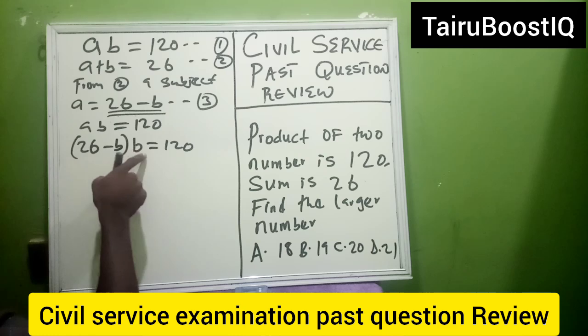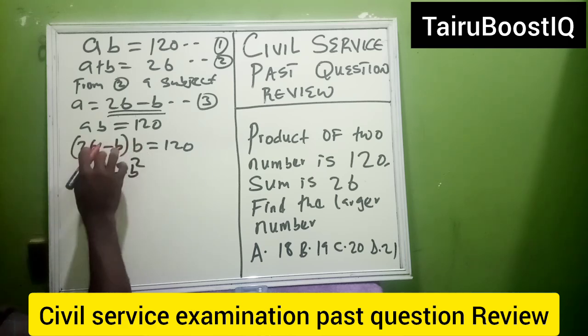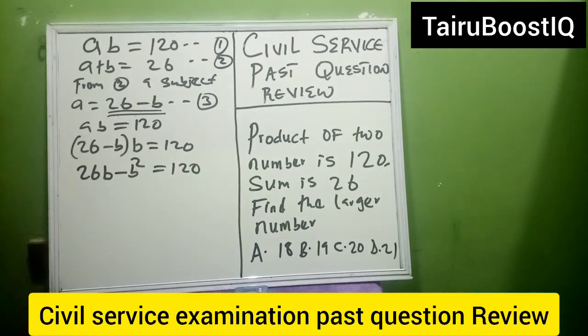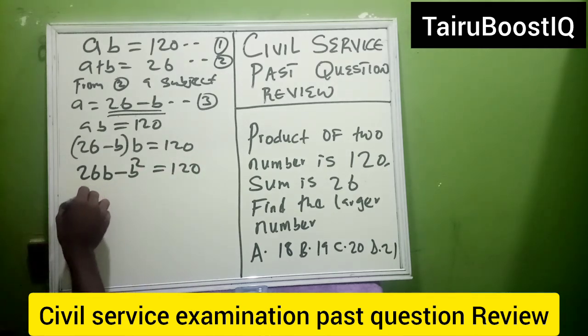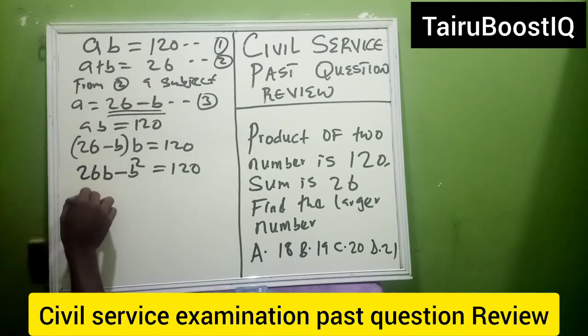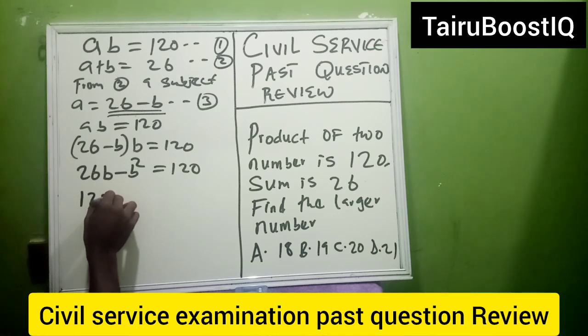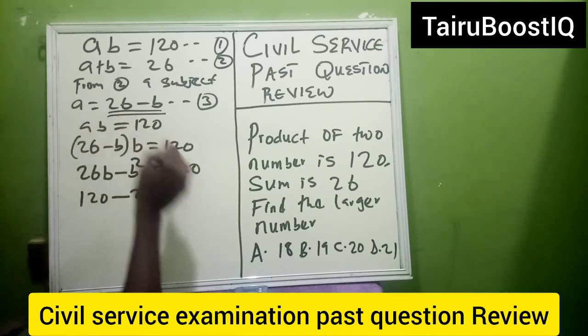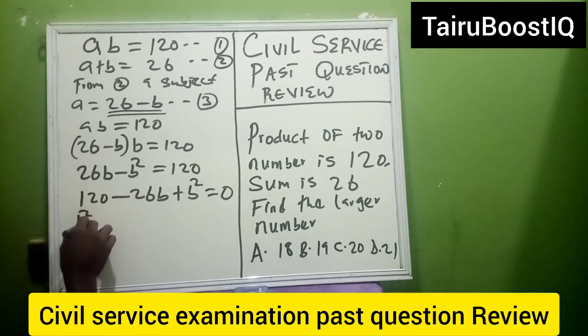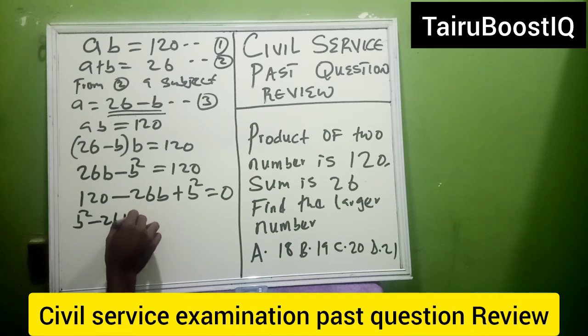We are using this B to multiply: 26 times B will give us 26B minus, B times minus B will give us B squared. Everything is equal to 120. At this point we can decide to cross everything to this side. So we can have 120 minus 26B plus B squared is equal to 0, and we can write B squared minus 26B plus 120 is equal to 0.